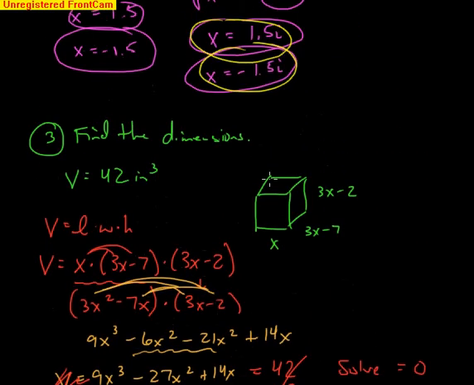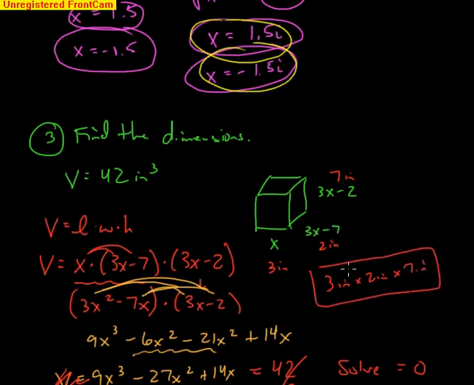So I'll come back up to my picture, and I'll plug in 3. This is 3 inches. I'll plug in 3. 3 times 3 is 9. 9 minus 7 is 2 inches. And this is 3. 3 times 3 is 9. 9 minus 2 is 7 inches. So what do we have? We have 3 inches by 2 inches by 7 inches. And there are the dimensions of this box. And 3 times 2 is 6, and 6 times 7 is 42.